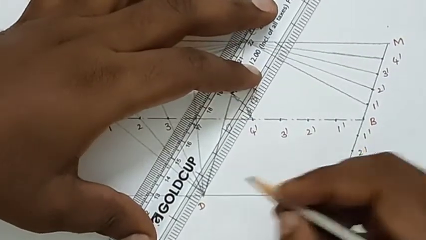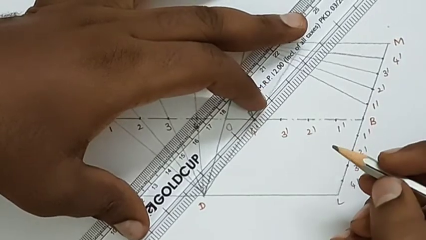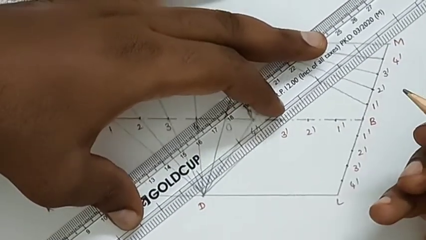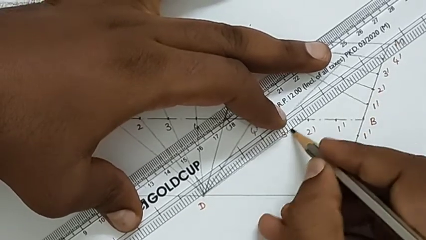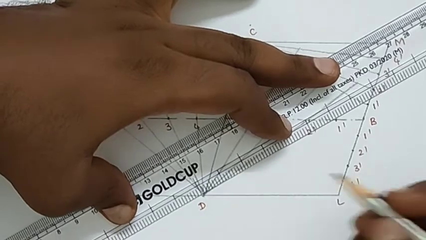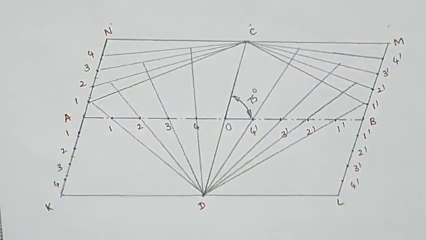Similarly, in this direction also join D to 4 dash and extend this line up to C to 4 dash. Joining D to 3 dash, extend up to C to 3 dash. Joining D to 2 dash, extend up to C to 2 dash. Joining D to 1 dash, extend up to C to 1 dash. So we'll get the different points.